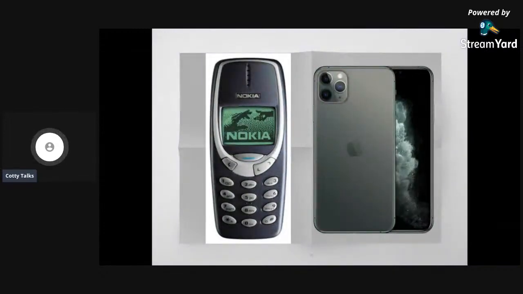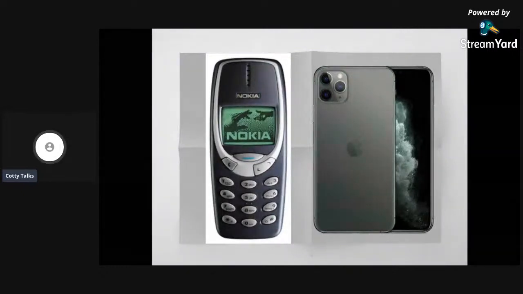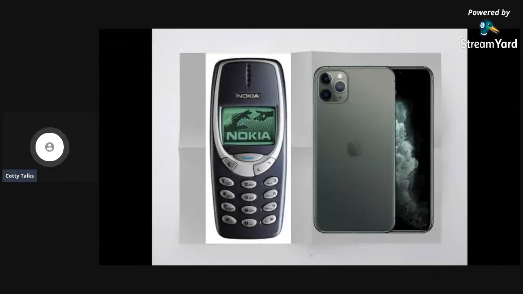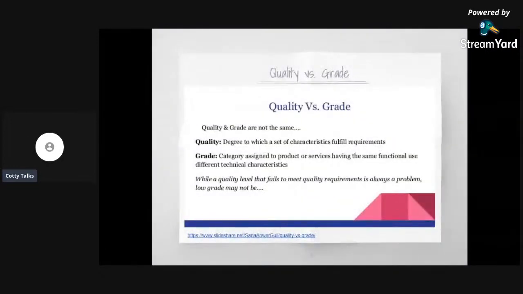Because if you compare Nokia made back then, the quality of the material, for instance the quality of battery or the quality of signal reception differ. Okay, so the question is, what if I have a Nokia that was produced and has the same? No, not necessarily. Go back to the definition: same functional use.